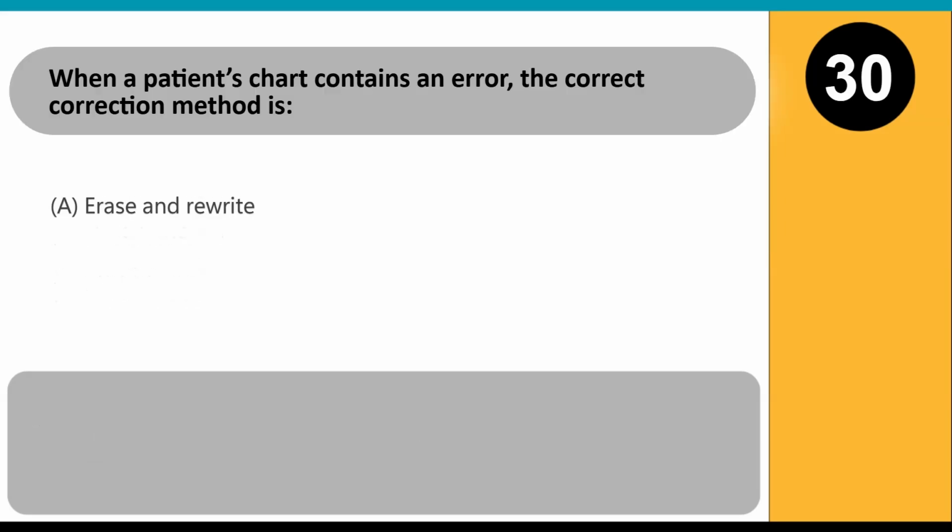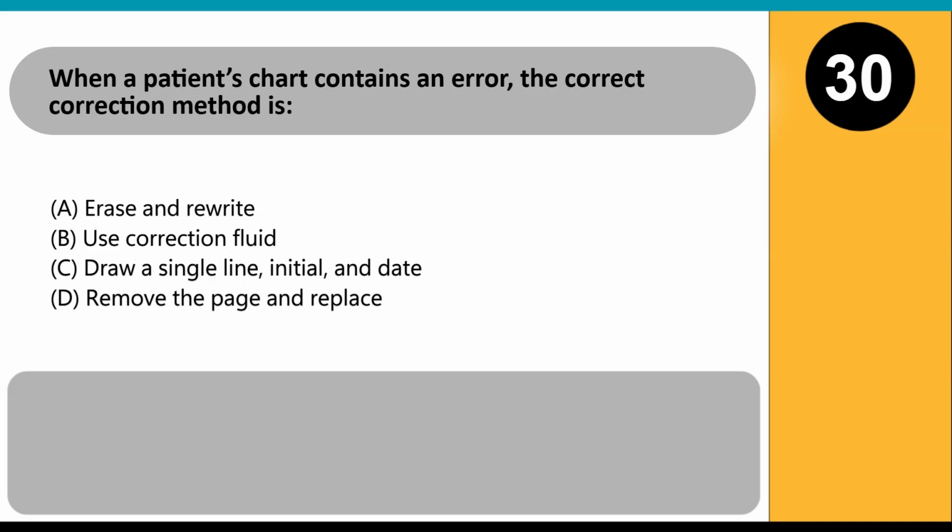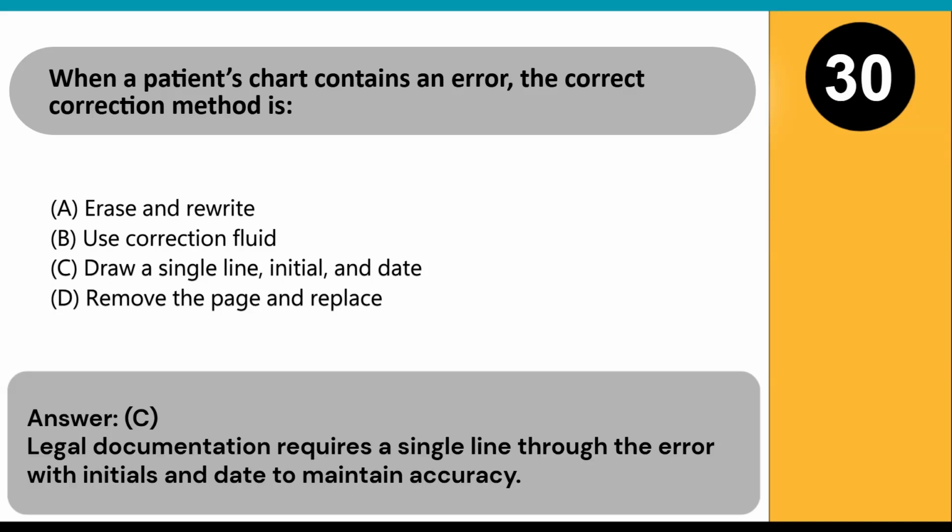When a patient's chart contains an error, the correct correction method is: A. Erase and rewrite. B. Use correction fluid. C. Draw a single line, initial, and date. D. Remove the page and replace. Answer: C. Legal documentation requires a single line through the error with initials and date to maintain accuracy.